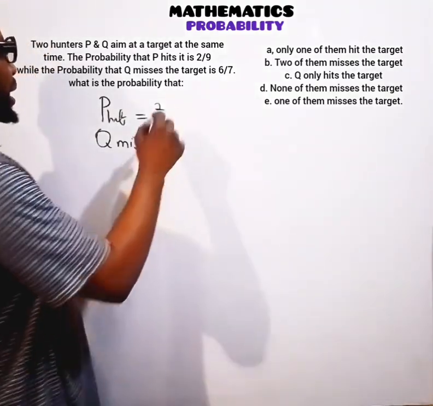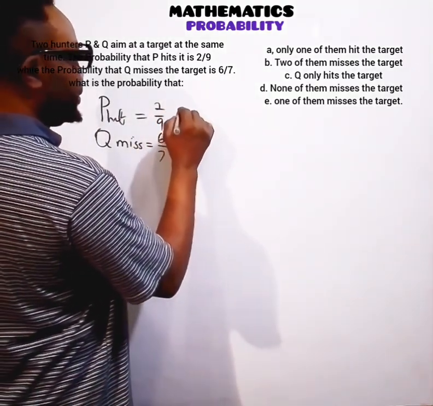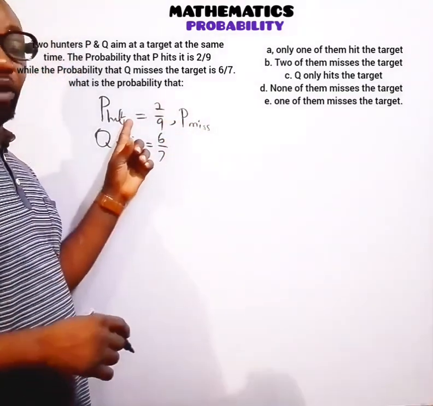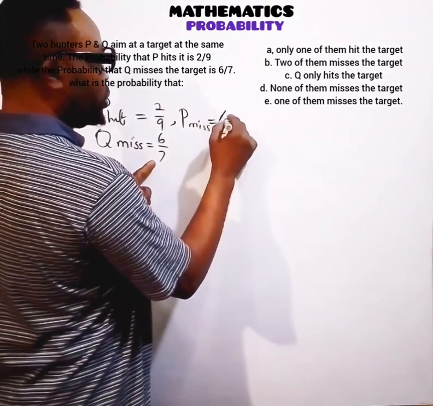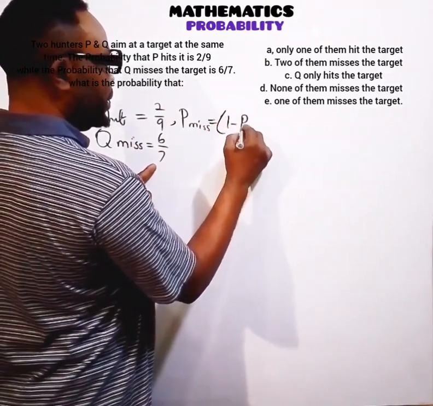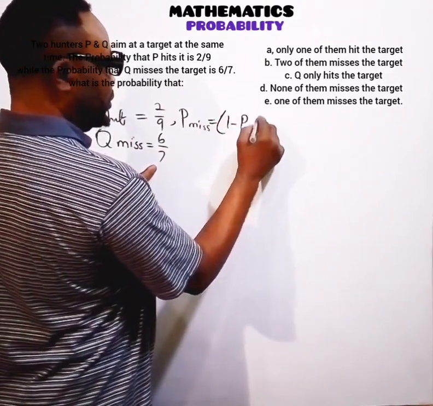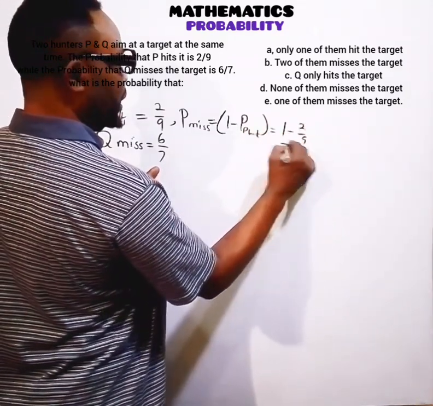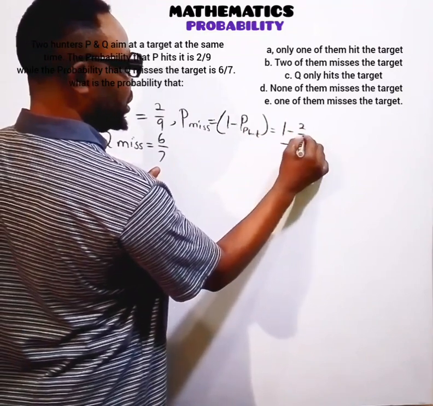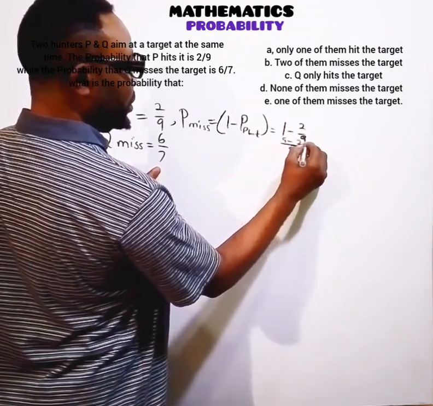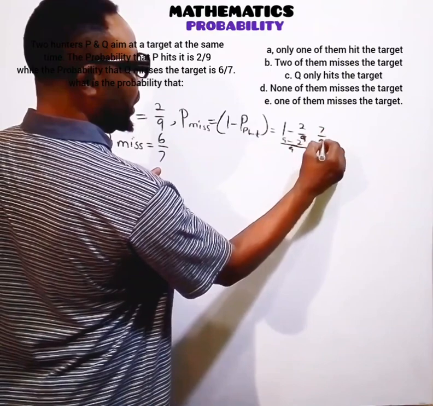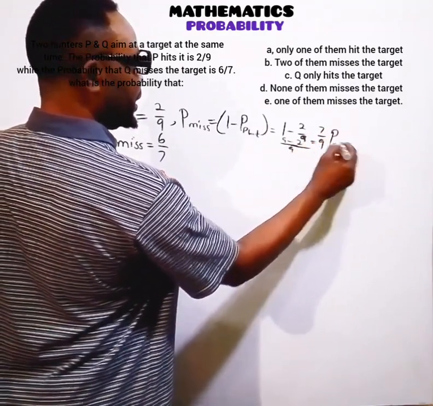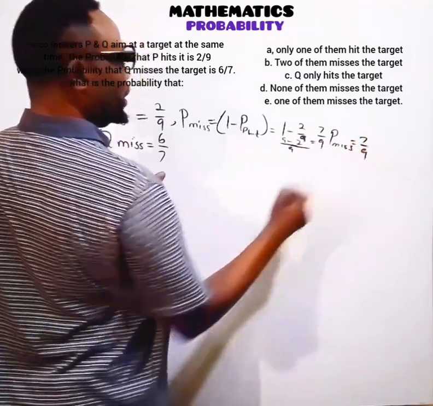Now, the probability that P misses the target is equal to 1 minus the probability that P hits the target, which is 1 minus 2 over 9. That is 9 minus 2 over 9, which is 7 over 9. So P misses the target with probability 7 over 9.